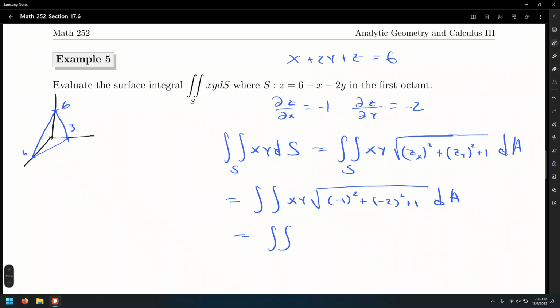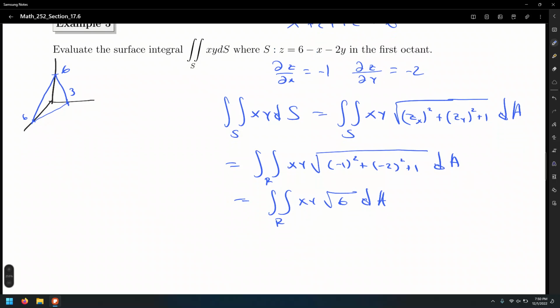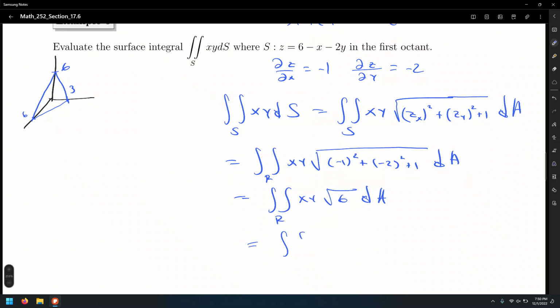The square root of 1 squared, which is 1, plus 2 squared, which is 4, plus 1, that adds up to 6, dA. Okay? Well, let's iterate the integral, and I'm going to go dy dx.